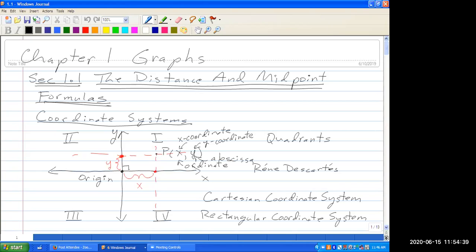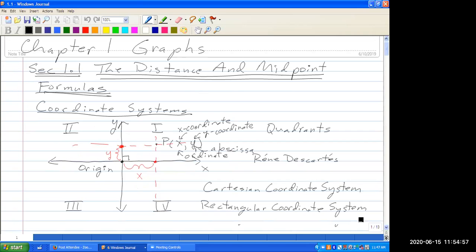If at the point of intersection of the x and y axes, these intersect at a right angle, we will call this a rectangular coordinate system. We'll always be assuming in this class that we're dealing with rectangular coordinate systems.